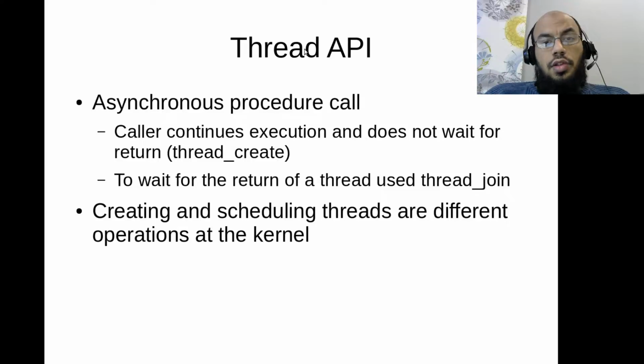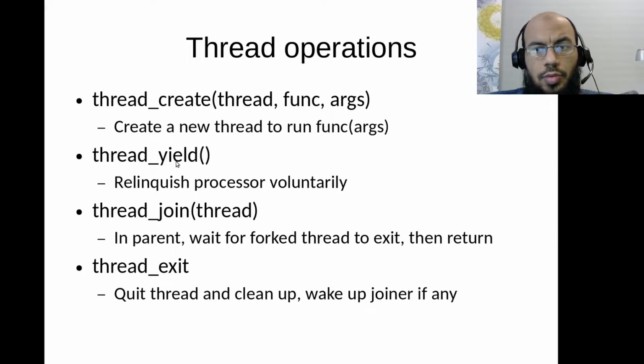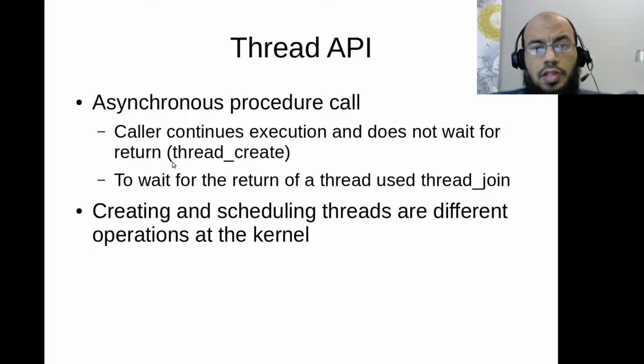There is a thread API where you have asynchronous procedure calls. The caller continues execution and does not wait for a return. So let's talk about the thread API, which is actually asynchronous. It's an asynchronous procedure call, meaning that when you call create thread, the caller should continue execution and does not wait for a return. That's the default behavior. But if you want to wait for the child thread, then you have to explicitly call thread join.